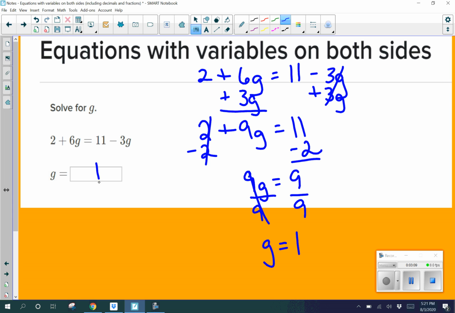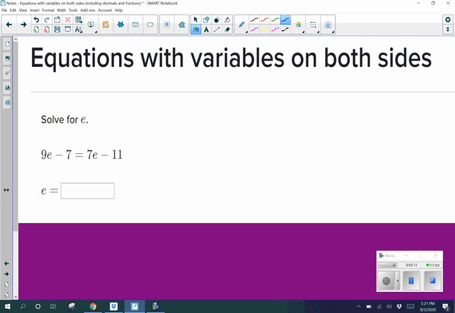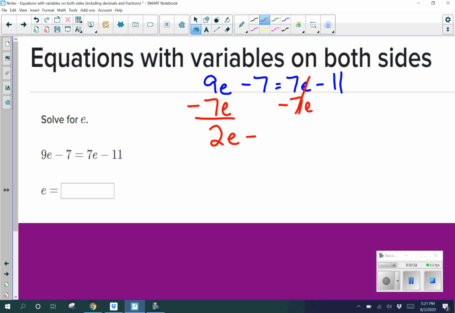Let's try the next one. Again, I'm just going to rewrite this so I have a little bit more room to work. So we can either subtract 9e or we can subtract 7e. The one that's going to keep everything positive is subtracting 7e. So let's do that. That leaves me with 2e minus 7 equals, don't forget, you've got a negative 11.